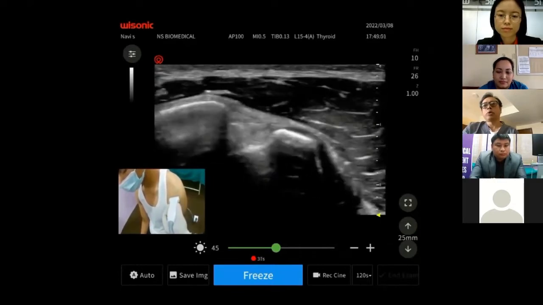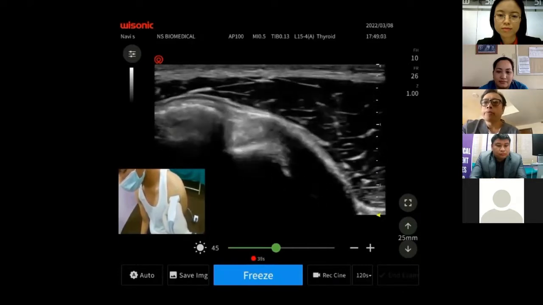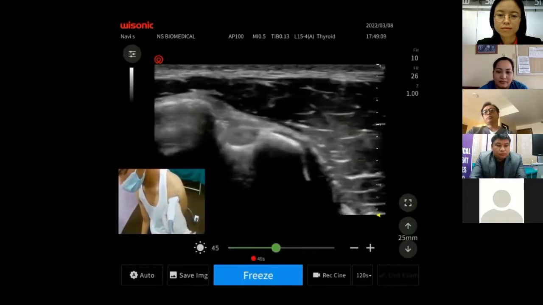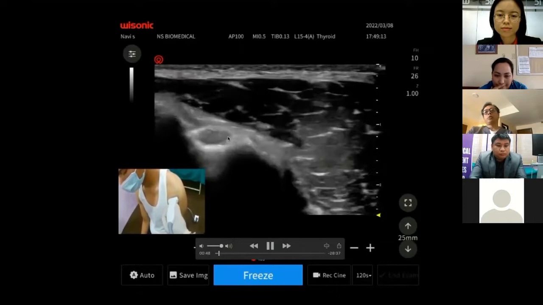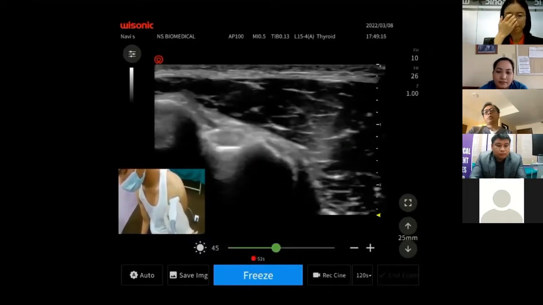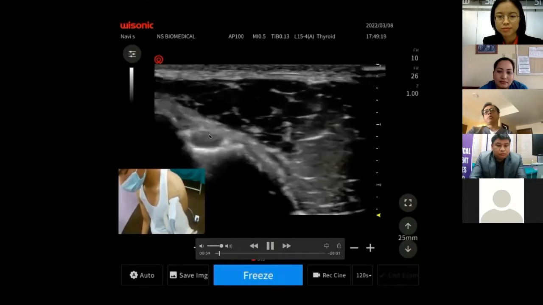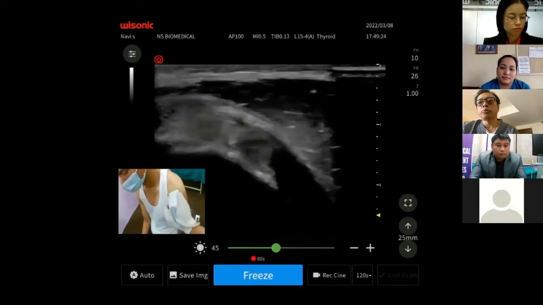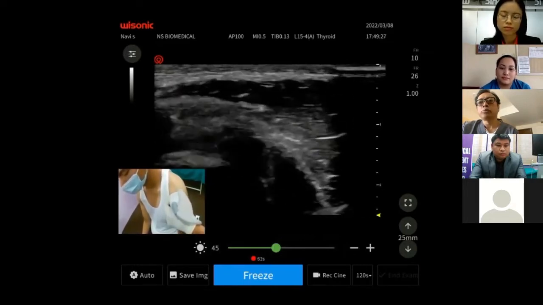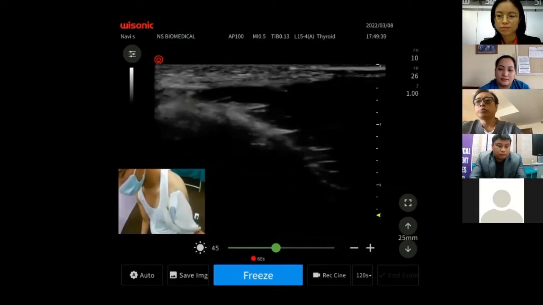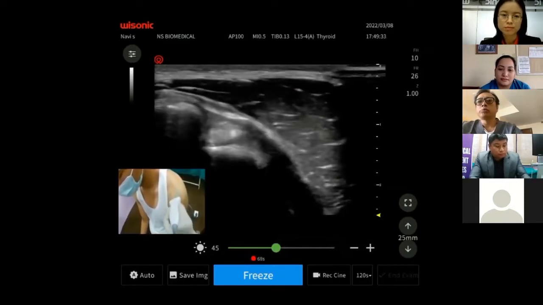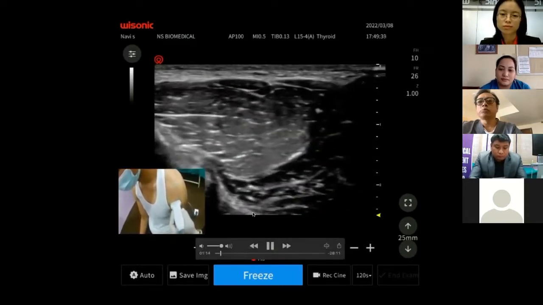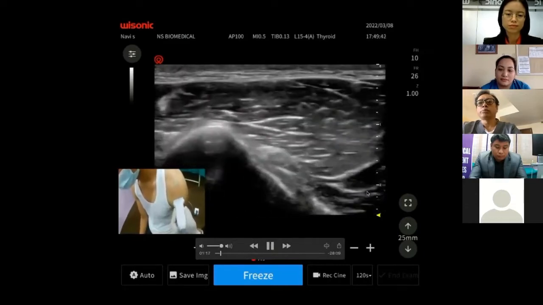The long head of biceps tendon is seen as an echogenic oval structure, which is very prone to anisotropy. So as I rock my probe anteriorly and posteriorly, the appearance of the long head of biceps tendon changes. So once I scan the long head of biceps, I go all the way above from the rotator cuff interval superiorly, and then I scan all the way down till there's appearance of the pectoralis major tendon. So that's where I stop scanning the long head of biceps tendon.